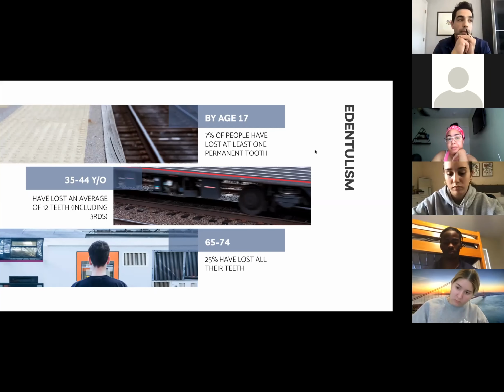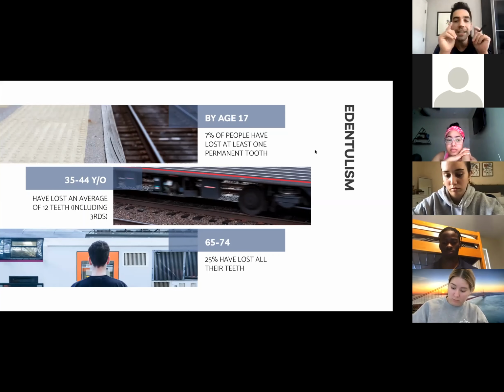Now, 7% of people, that's a lot, right? That's like 1 in 12-ish people who have lost one permanent tooth. Let's fast forward to 35 to 44. People have lost an average of 12 teeth, including their wisdom teeth, right? So take away the wisdom teeth, which many people just routinely have removed. That means the average 35 to 44-year-old has lost 8 teeth because of some sort of pathology: decay, periodontal disease, or they broke them because they're stressed out of their minds. That is a lot.